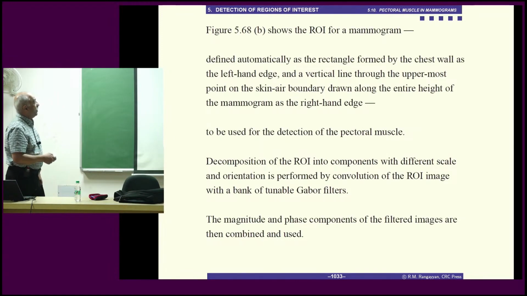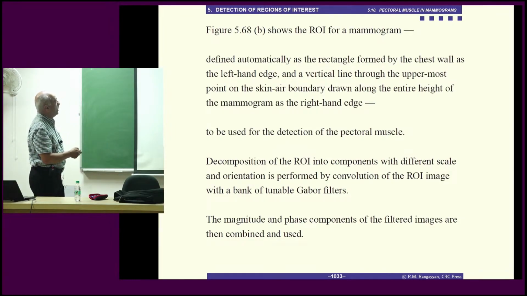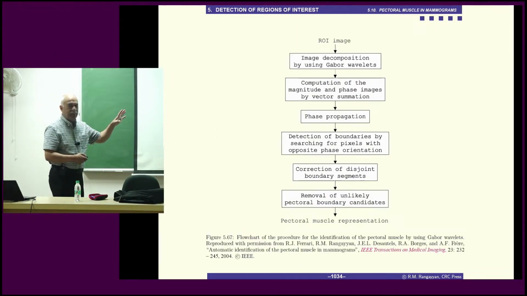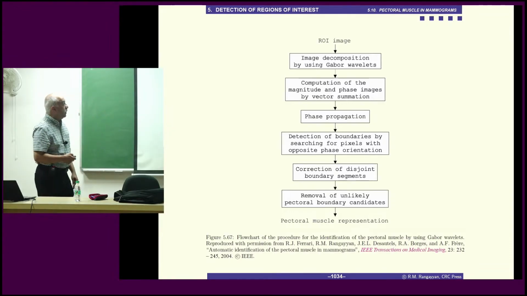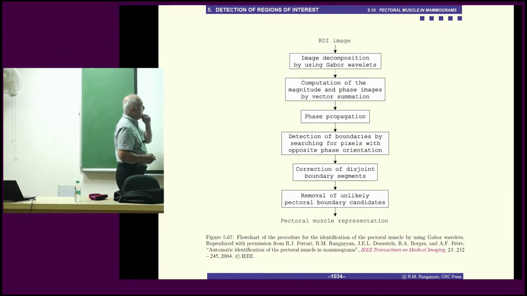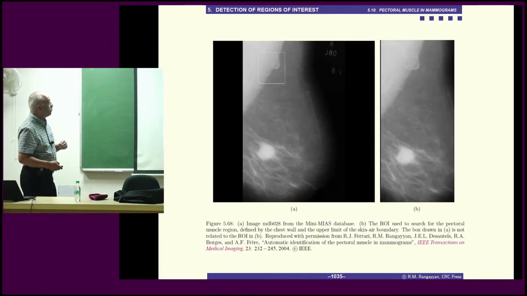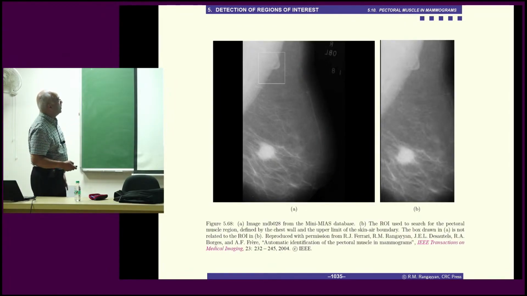So this is defined automatically as a rectangle formed by the chest wall as a left-hand edge and a vertical line through the uppermost point on the skin-air boundary. And then we apply image decomposition using Gabor wavelets. I will describe the wavelets now. Then computation of the magnitude and phase images by vector summation, phase propagation, detection of boundaries by searching for pixels with opposite phase orientation, correction of disjoint boundary segments, and removal of unlikely pectoral muscle boundary candidates. Those are the steps. So this is the first step of delimiting the processing portion.